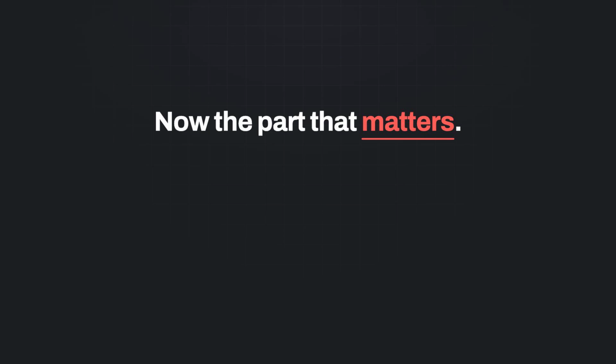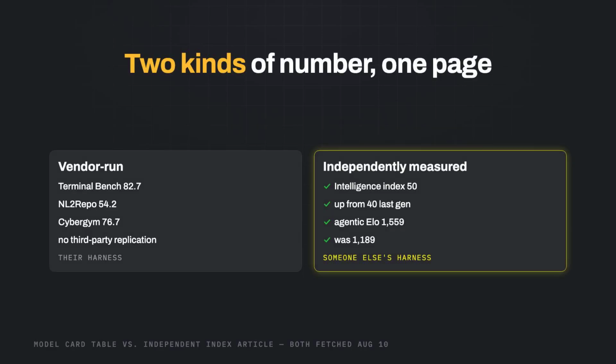Now the part that matters more than any of those numbers. Nobody outside the lab has reproduced the agentic results yet. The independent read is thinner, but it's real. A composite intelligence index of 50, up from 40 for the previous Flash, and an agentic work task rating of 1,559, up from 1,189. Different harness, different scale, same direction.